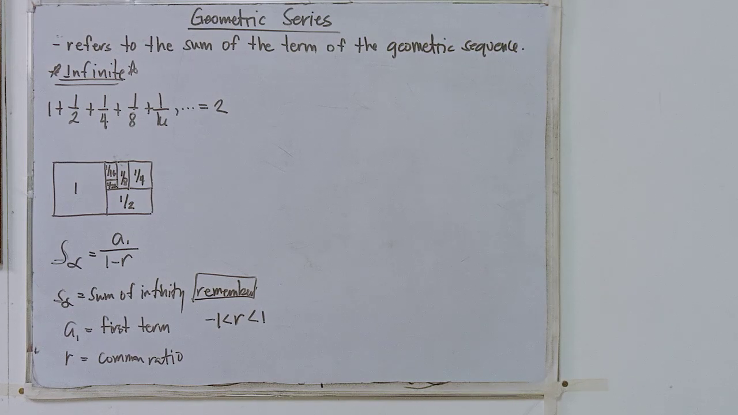Now how about if you're asked to solve for 1/2 plus 1/4 plus 1/8 plus 1 over 16, and we have ellipses there, so it means that we have an infinite number of fractions right after 1 over 16. So that would add up actually to 2. So I have there an illustration.